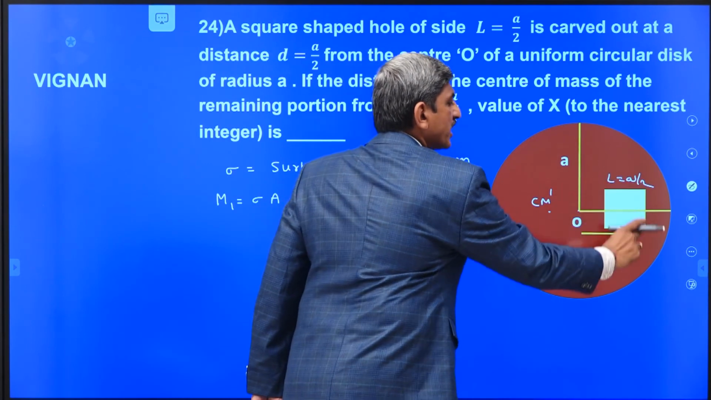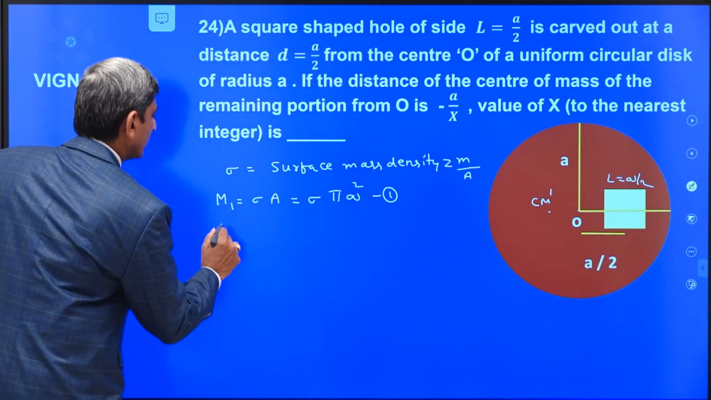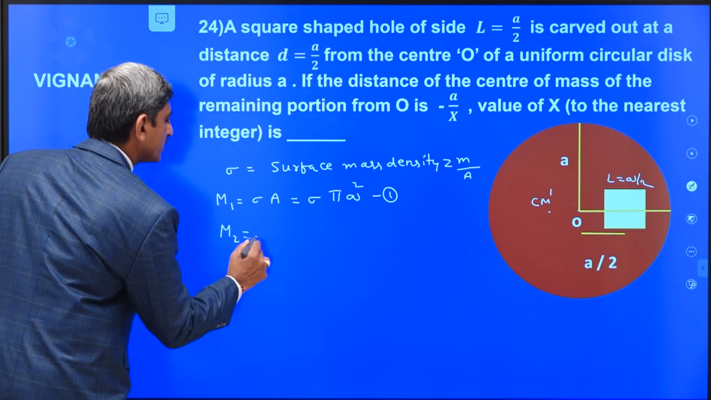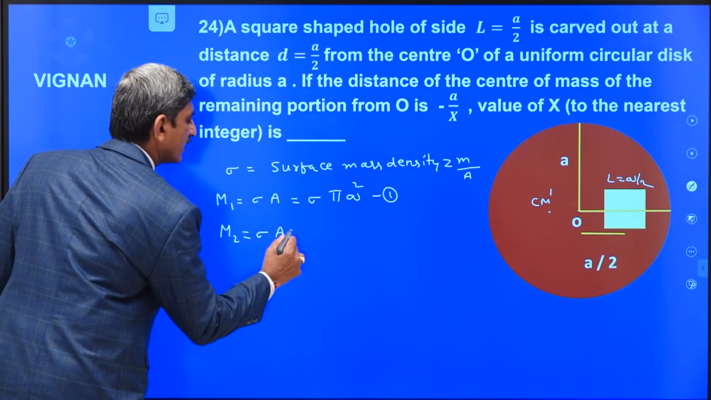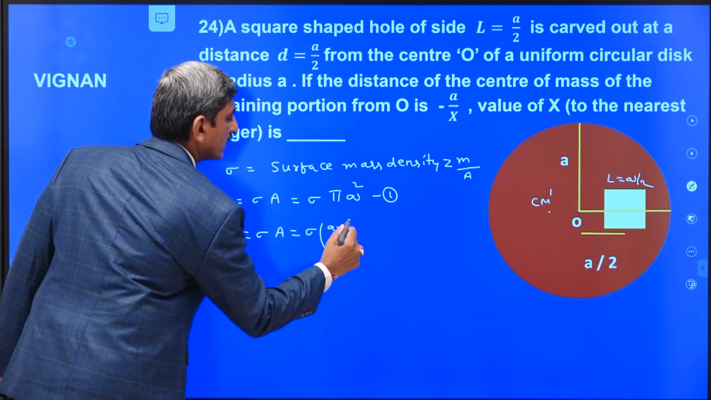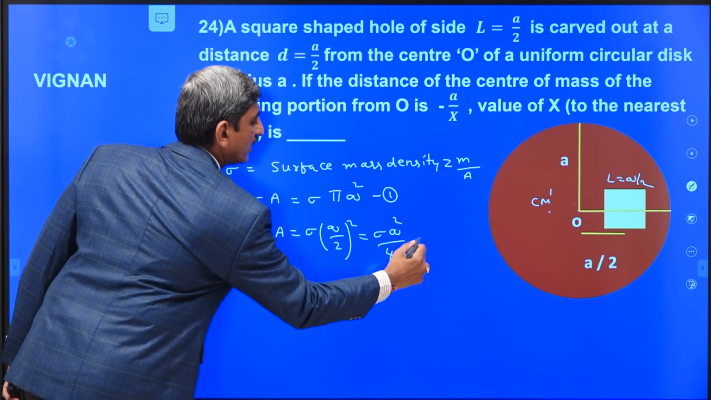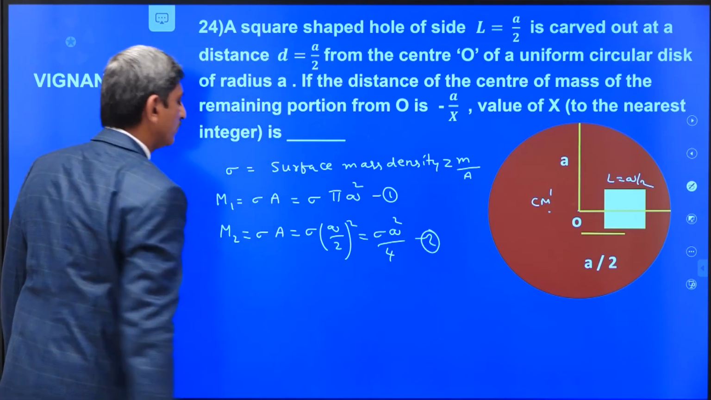Now the removed portion is in the form of a square of side a by 2. That's why the mass of the removed portion m2 is equal to sigma into A, that is equal to sigma into a by 2 whole square, that is equal to sigma a square by 4. Let it be equation number 2.